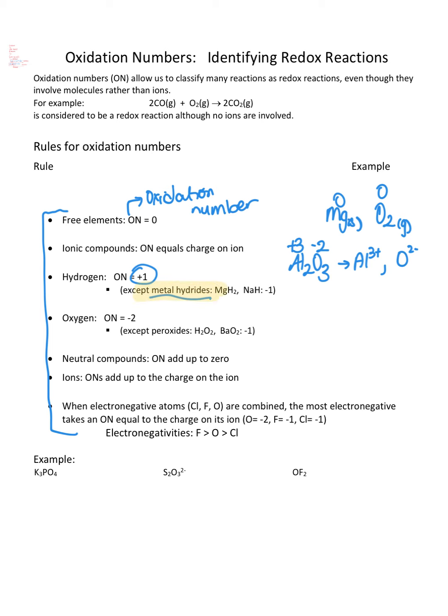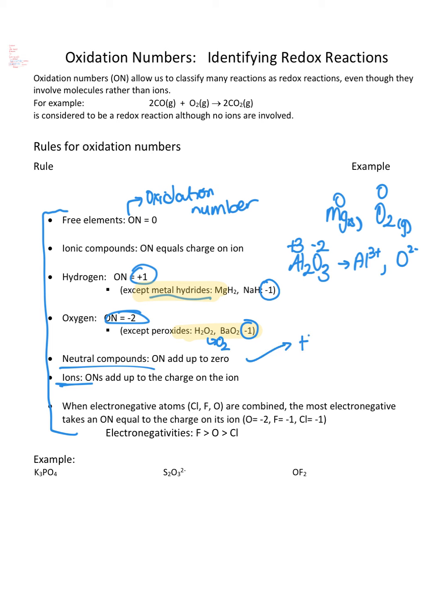That's kind of cool. And oxygen has an oxidation number of -2, except when it is in a peroxide. Peroxide is when there is an O2, and then it'll be a -1. Sorry, I should have said that for the hydrogen as well. In neutral compounds, the oxidation numbers will add up to 0, and when it's an ion, like a polyatomic ion, the charges will add up to the charge on the ion.